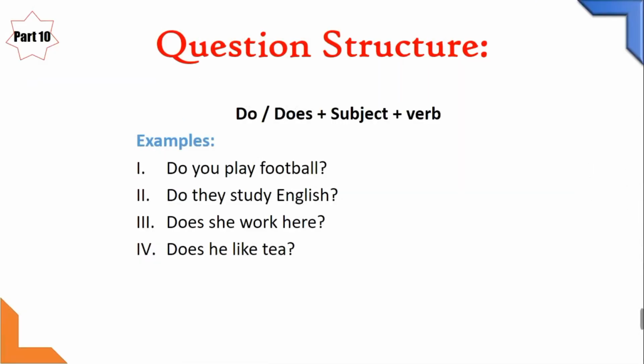Question structure: do, does plus subject plus verb. When we want to make question sentences in the simple present tense, we must bring do, does at the beginning of the sentence. Examples: Do you play football? Do they speak English? Does she work here? Does he like tea?